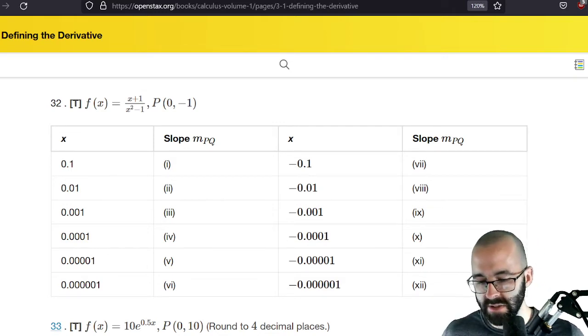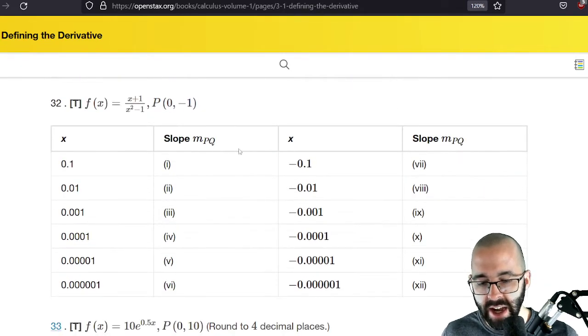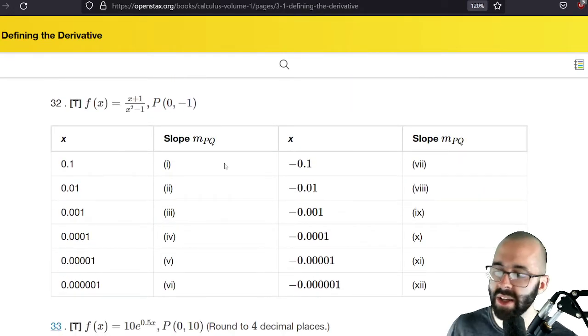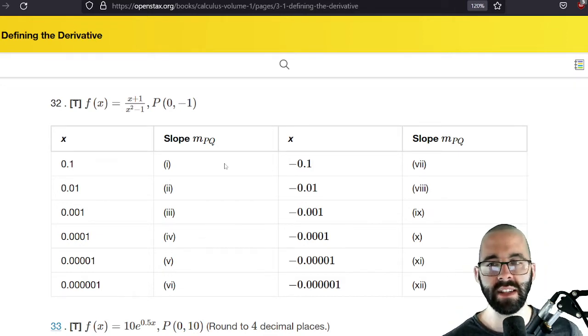Okay? So what it wants us to do here, let me remember. Find the slope of all of these secant lines. So let's find these slopes, but we don't have to copy it down. I'm not making you write it down. I don't want it to be tedious. But how do we find the slope of all these secant lines?